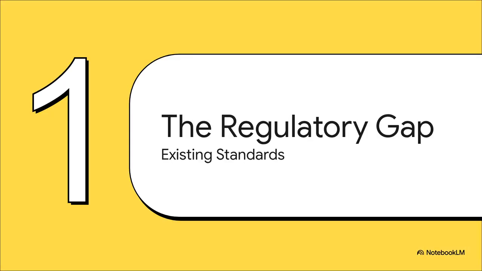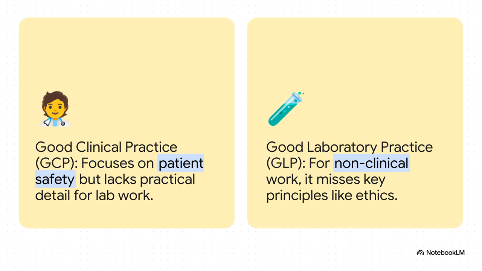To really get why GCLP is so important, you have to understand the problem it was designed to fix. See, for a long time, labs working on clinical trials were stuck between two different sets of rules, and neither was a perfect fit. Yeah, it was a real head-scratcher. On one side, you had good clinical practice, or GCP. It's fantastic for protecting patients' rights, safety, all that crucial stuff. But it barely says anything about what actually happens inside the lab.